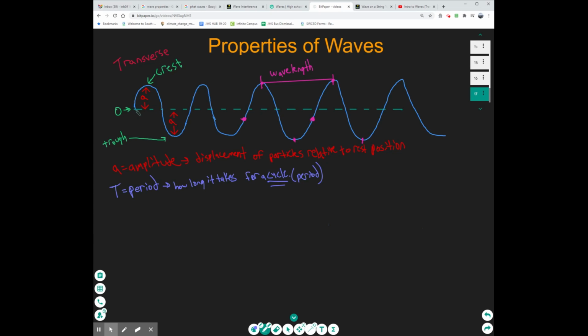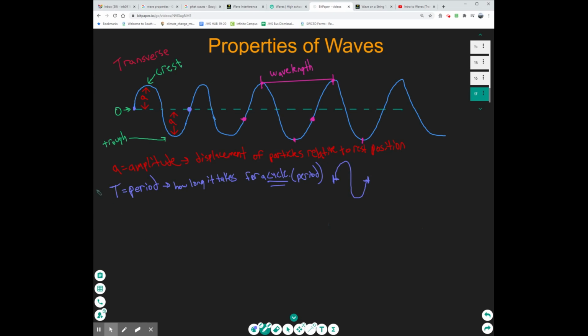So if you start here at the center point, right, and you end here at the center point, that's one full pass of a wave. So if it includes a crest and a trough, that is a period. Okay. So one period is one crest and one trough. So if we time how long it takes to create this whole thing, basically, we've got the period. Okay. So that's your period.